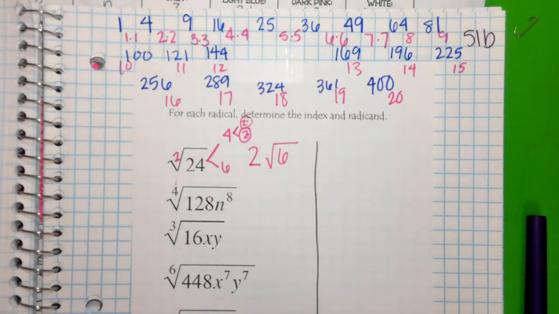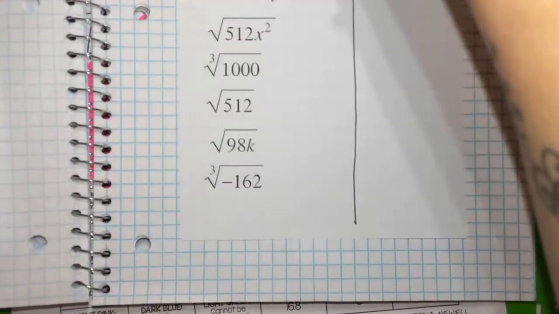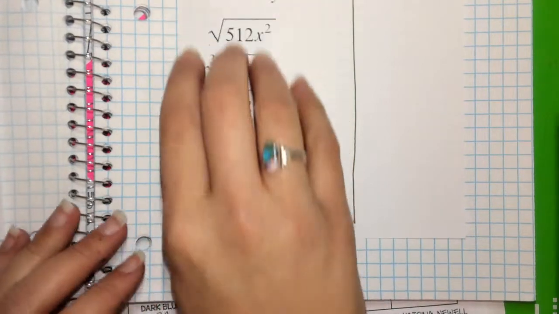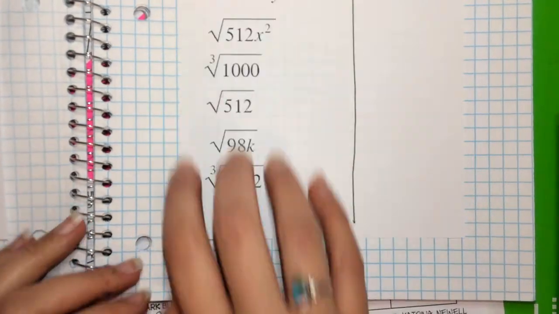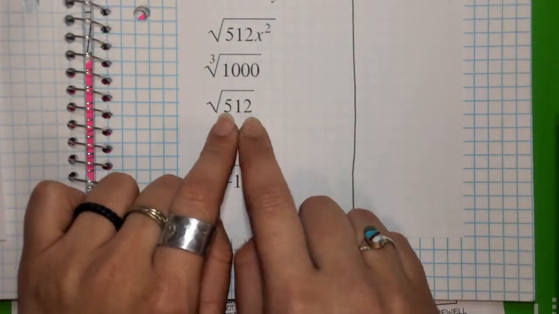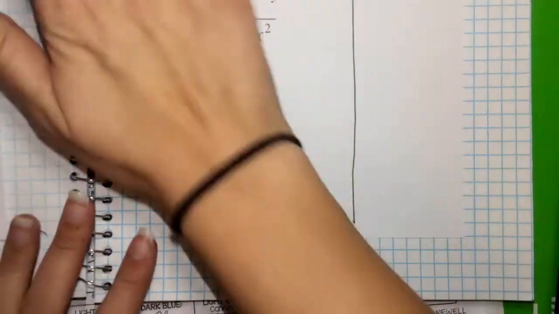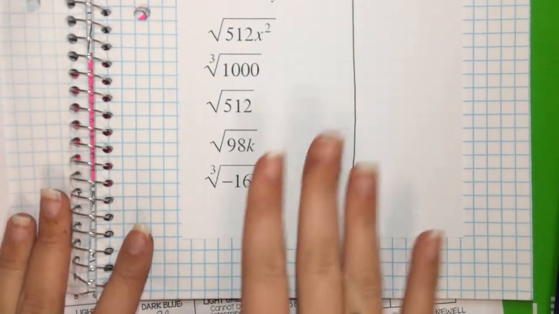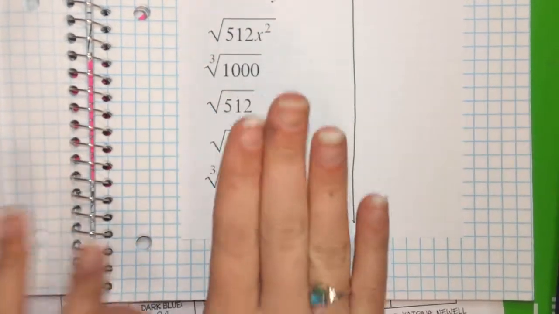Does everyone now understand? Can we please move on to the bottom where it says the square root of 512 right here? Yes. We're not doing any of the others yet because those are a little bigger at the moment. So we're going to do the square root of 512. Now, look at your blue numbers at the top. And I want you to take your calculator and divide 512 by the blue numbers.